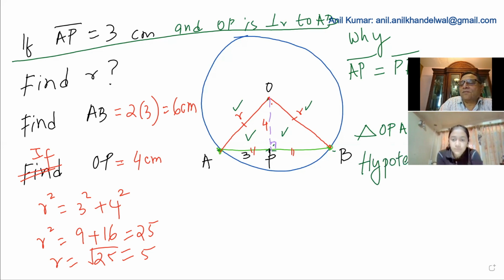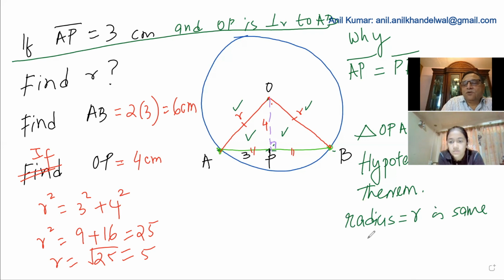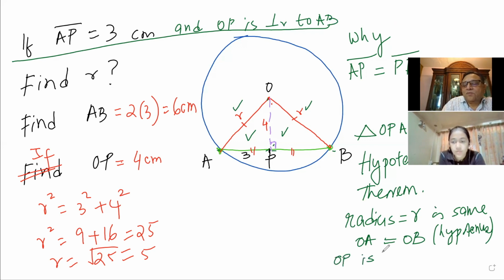Side theorem. That is a condition for congruency, right? Because we know that the radius R is the same, right? So that means OA is equal to OB, correct? One side, that is the hypotenuse. And OP is common. Is that clear to you? In the right angle triangle, right? OP is common because it is a perpendicular.